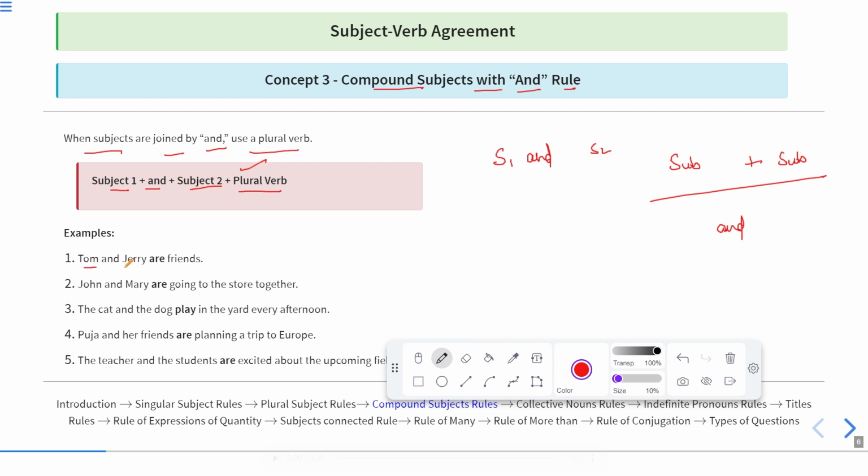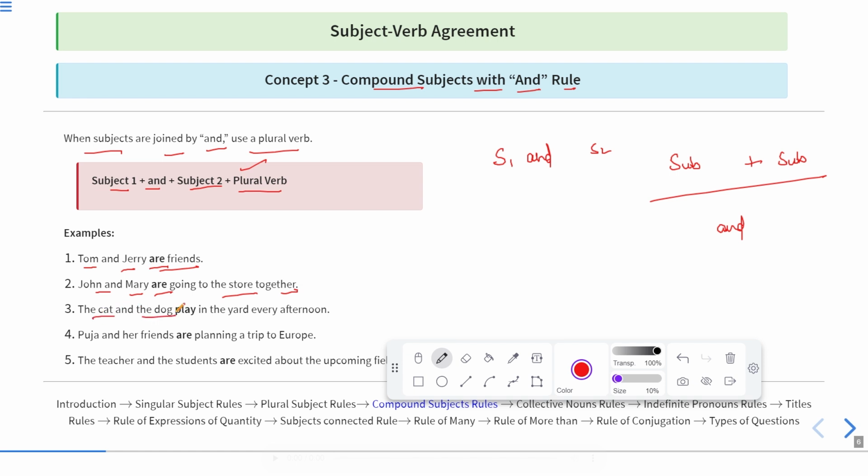For example, Tom and Jerry are friends. Now we know well that Tom and Jerry are two separate entities or two different persons. Okay, so when they are plural, we will add are. John and Mary are going to the store together. Now, John is a different person, Mary is a different person, and when we add the names of both together, we can use are because they both are two and they are plural.